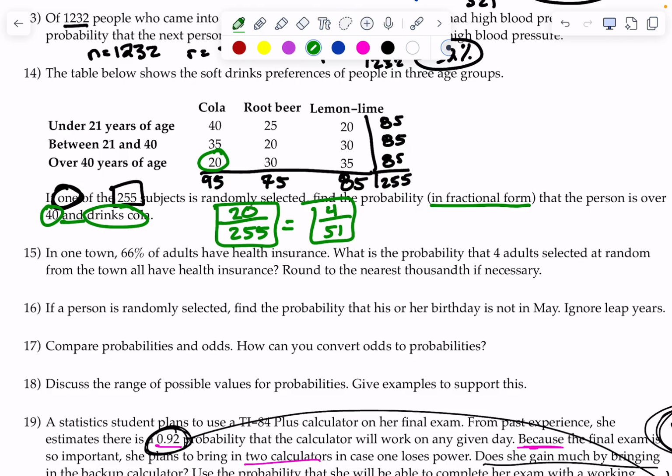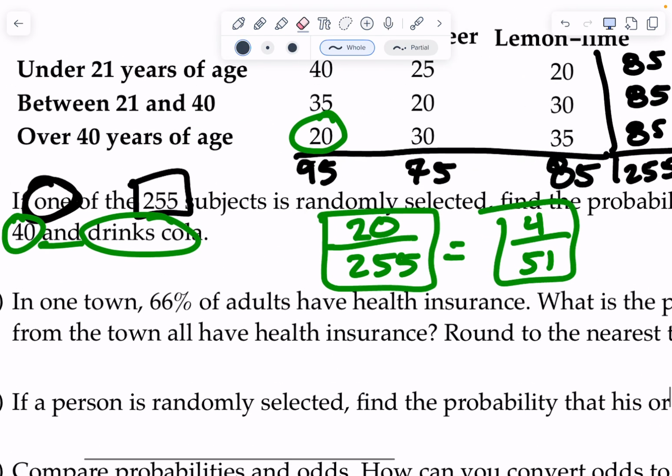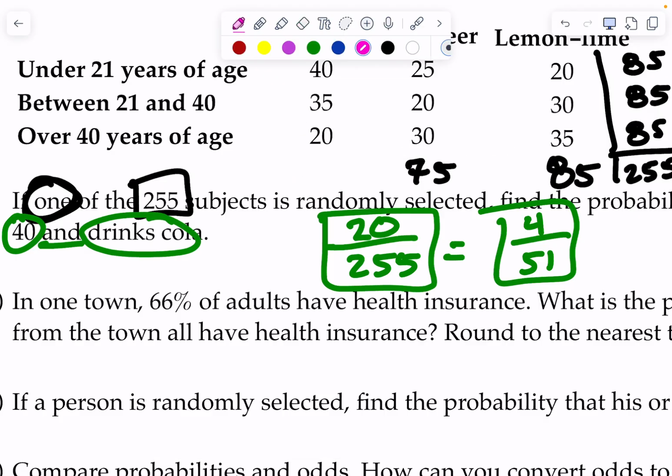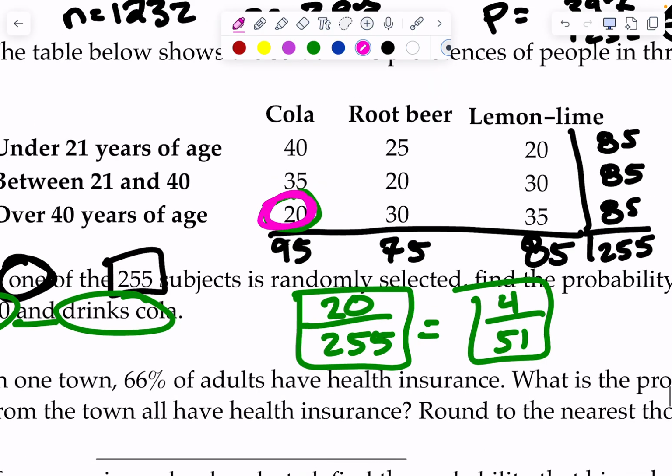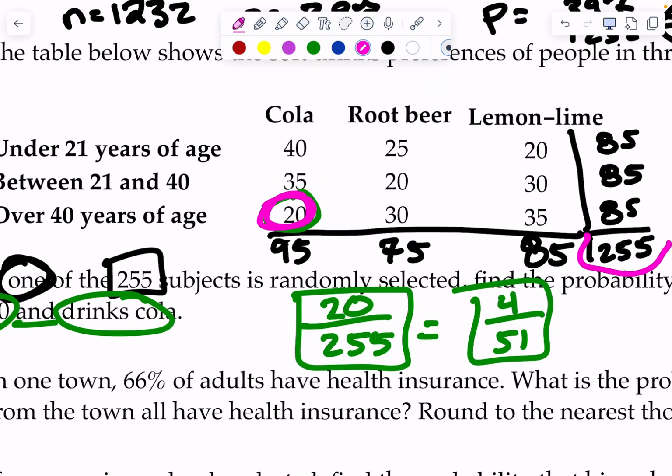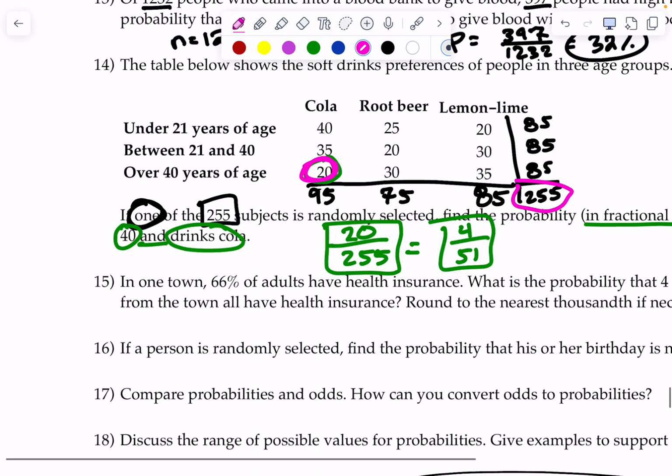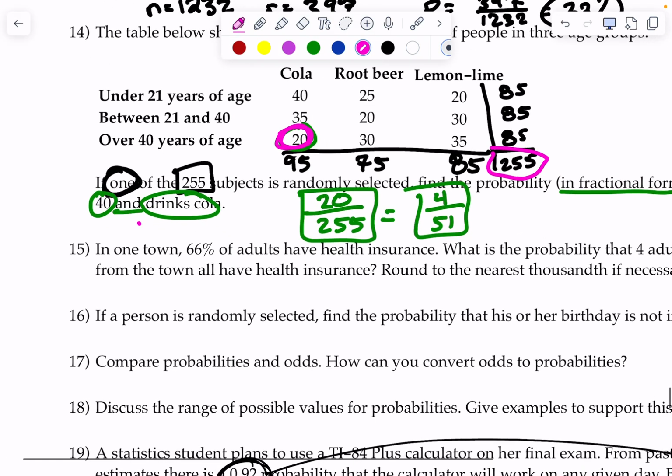Why isn't it 20 over 95 if they just drink cola? Because you're going out of all of the 255. So it's not given that they drink cola. The 20 is the only number of people that are over 40 and drink cola out of the total. Okay, it wasn't a given. And it says out of the 255, so 255 is your bottom number. I think you were thinking that this said given instead, in which case you would be right.